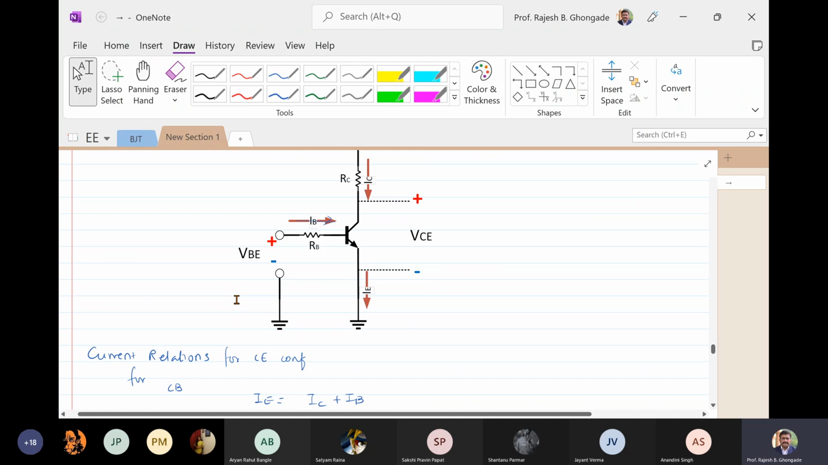Is that point clear? Don't get confused. So let me just pull up the figure for the common emitter input characteristics. Just a moment.